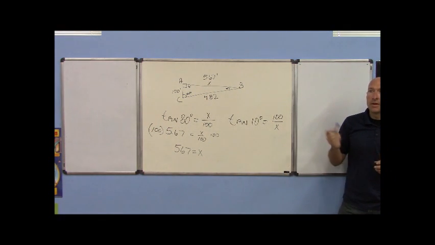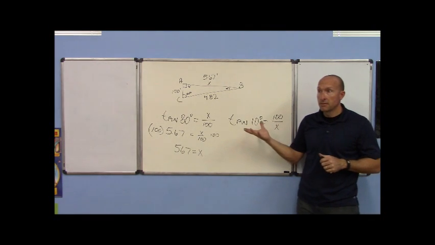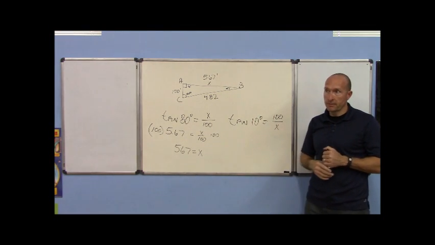Can't be right. Why can't it be right? Because from C to B is longer than A to B. Okay. Visually, that looks correct. How do you know that that's correct?